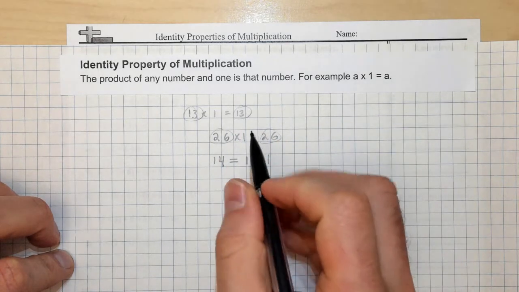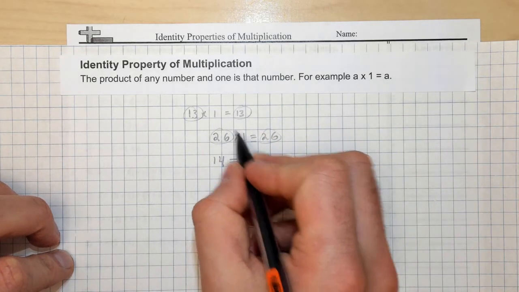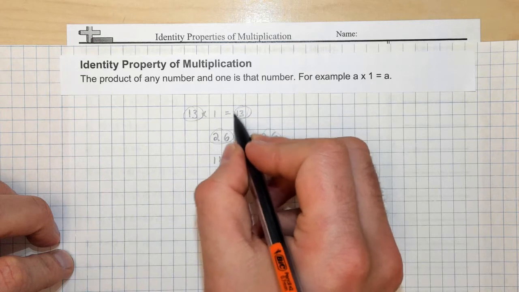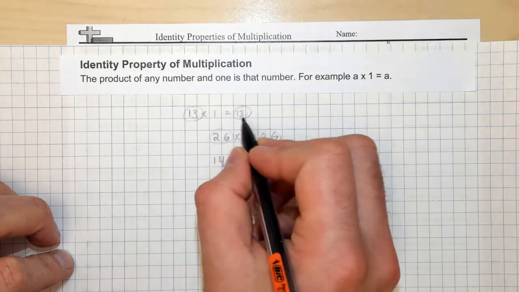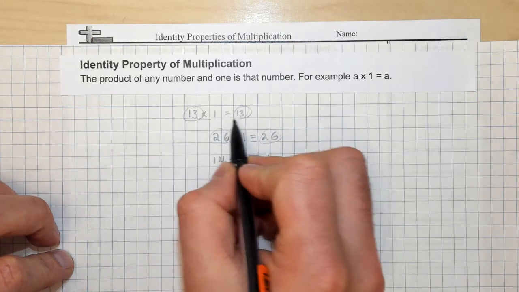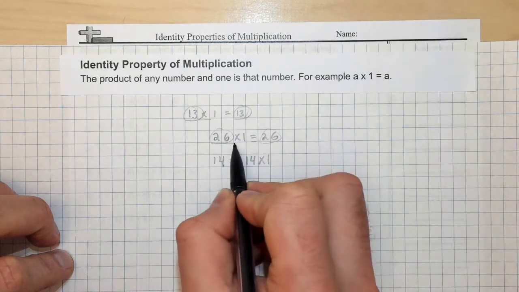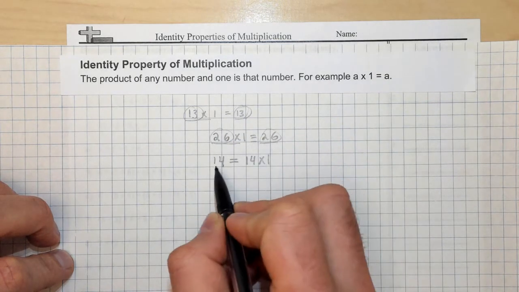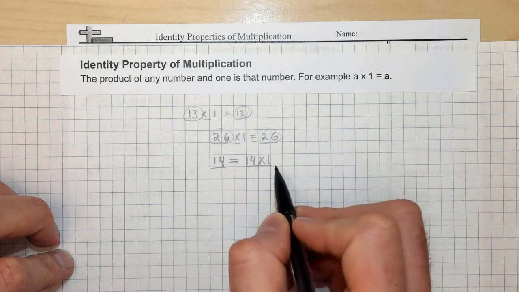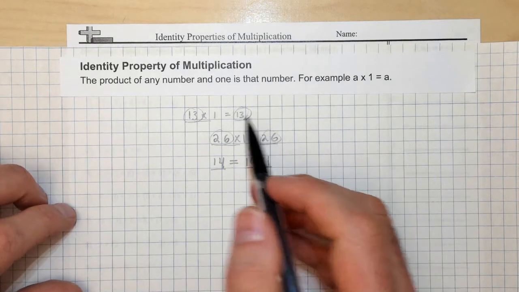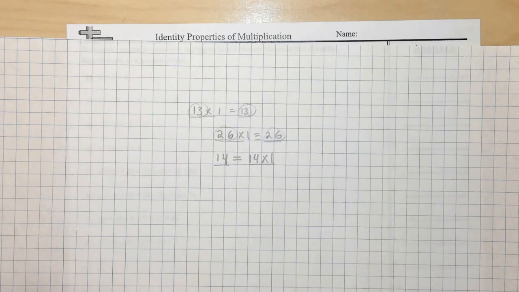It does not matter if, you know, what we call maybe the answer goes on one side or the other. It's just saying that this is equal to this, right? This is equal to this. This is equal to this, okay? So that's the identity property. Pretty straightforward, nothing crazy there.